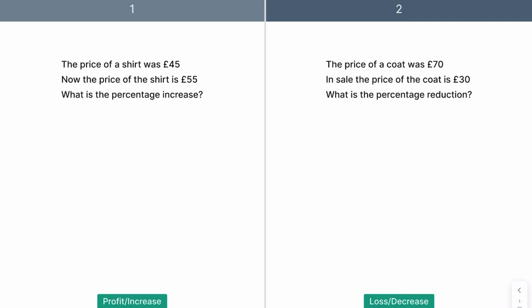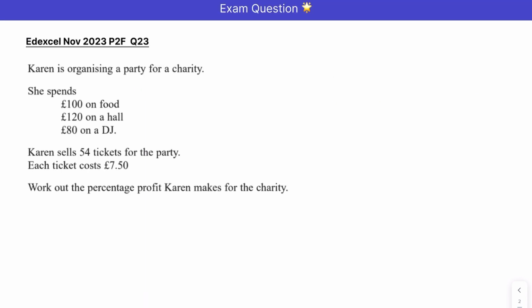Percentage change is what we're going to look at in this video. It's split into two parts. We're first going to start off by looking at percentage increase and profit, and then we're going to move on to looking at percentage loss and decrease, and as usual wrap up with a difficult exam question.